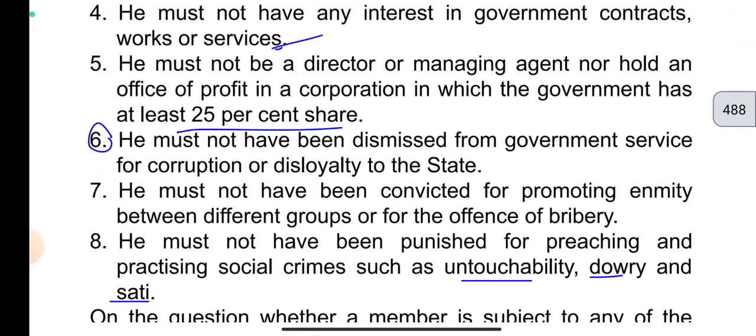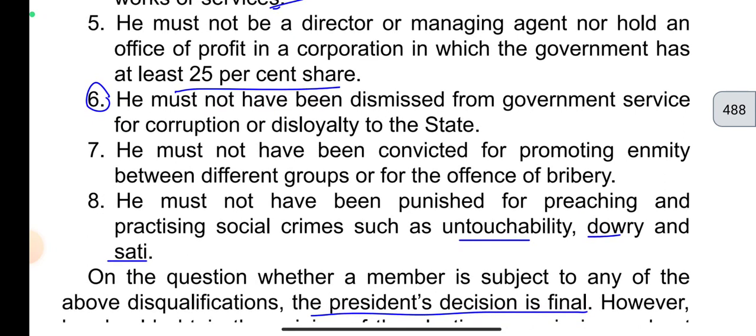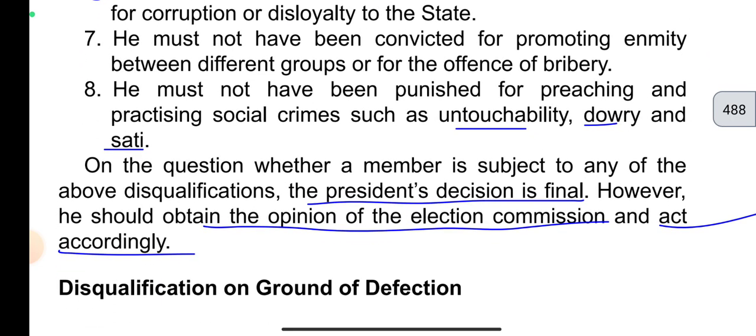He must not be a director or managing agent, nor hold an office of profit in a corporation in which the government has at least 25% share. He must not have been dismissed from government service for corruption or disloyalty to the state. He must not have been convicted for promoting enmity between different groups or for the offence of bribery. He must not have been punished for preaching and practicing social crimes such as untouchability, dowry and sati.